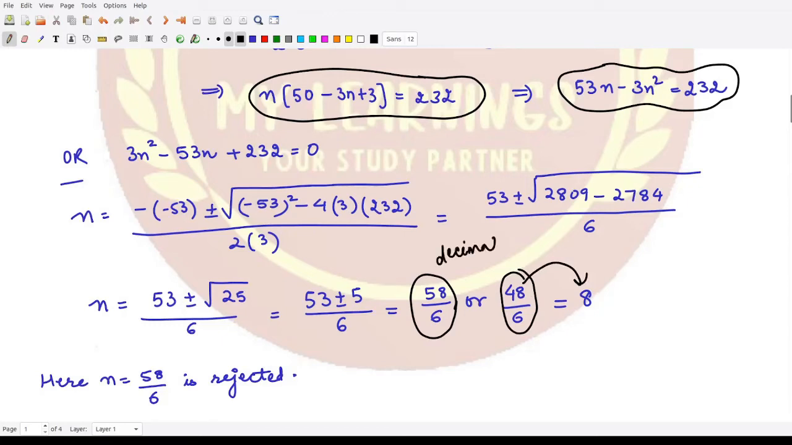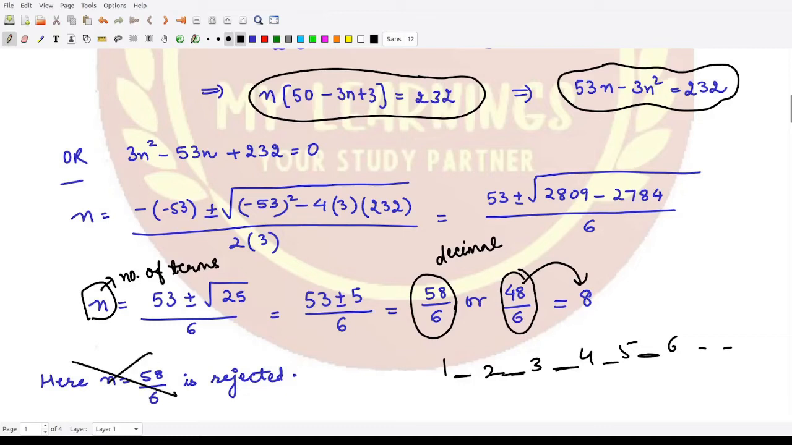However, what does n represent here? It represents the number of terms. The number of terms cannot be a decimal or a fraction, because we take it to be a natural number for the sequence: 1, 2, 3, 4, 5, 6 and so on. No decimals are allowed. So we will reject this value of n, and we will only take the value of n as 8. Keep this in mind.